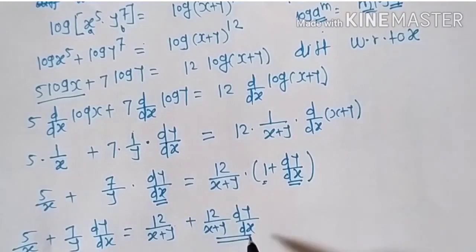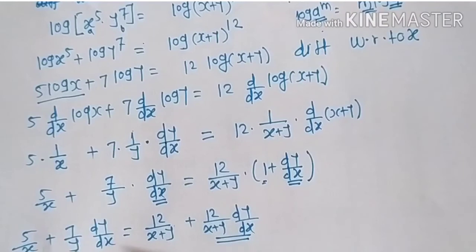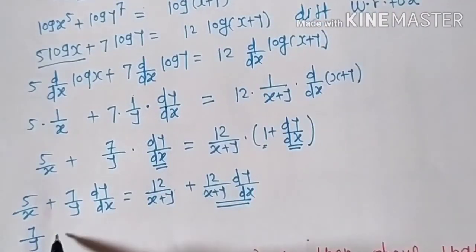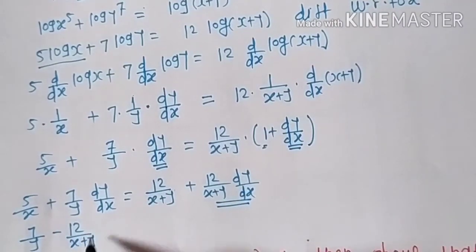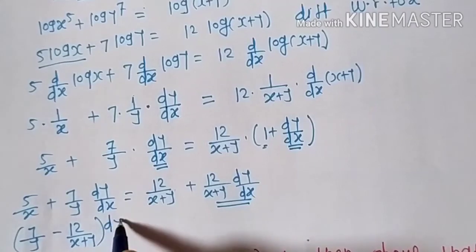So we will transfer this term to the left hand side and this term to the right hand side. Then 7 upon y and this minus 12 upon x plus y, from both the terms we take dy by dx common.